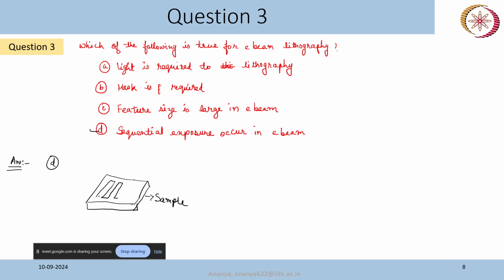Okay. Now depending on your design, say at this portion you want exposure, you will do the exposure. You will go back, go to some other place where you want exposure, then you will do the exposure. But typically this is how the scanning is done, and this is known as sequential exposure. So this is the raster scan.